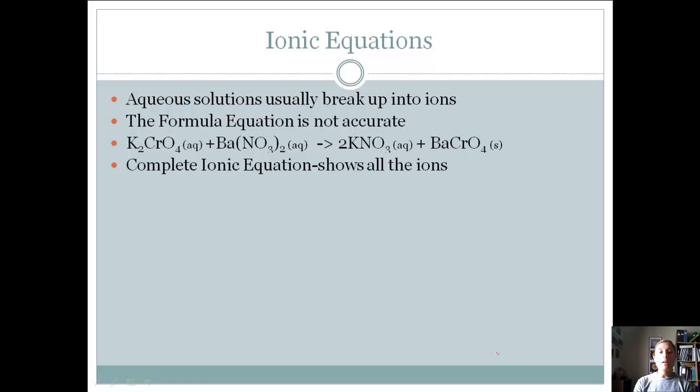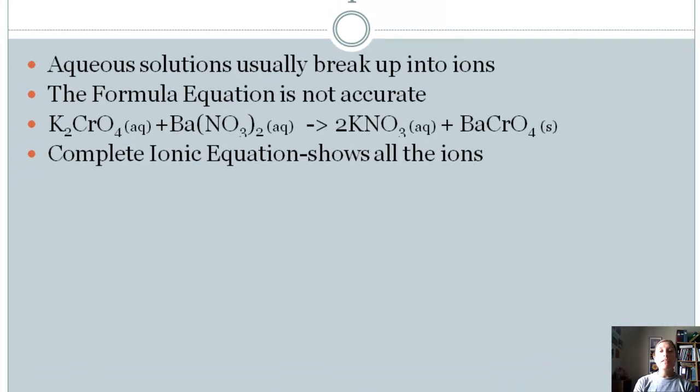Okay, we need to write what's called the complete ionic equation. This shows everything as it actually is. If it's aqueous, it's broken apart. If it's a solid, it's staying together. And so what that means is when we break things apart, because we have a potassium with the chromate, we have 2 down here, meaning 2 potassiums. So when we write them as the ions, we want to put 2K plus, because then now it's 2 potassium ions. And then we have our chromate ion.